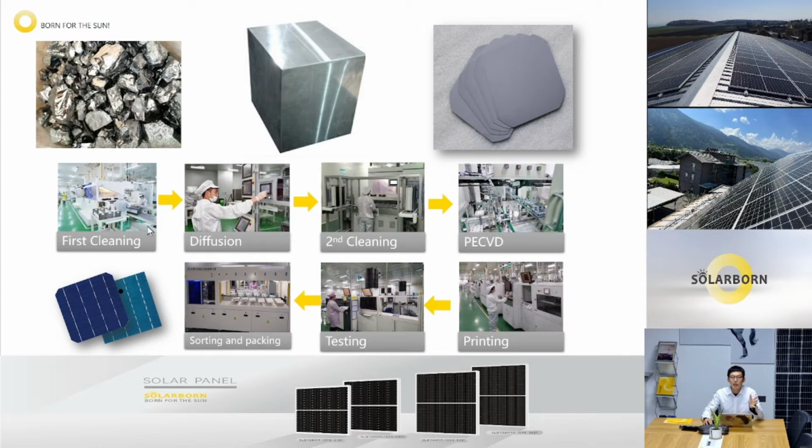After first cleaning, we go to the diffusion. After the diffusion, we get the second cleaning. And after we go to the PECVD. After PECVD, we get the half finished product of the solar cell. Like the wafer goes to the blue color or deep blue color in the PECVD.